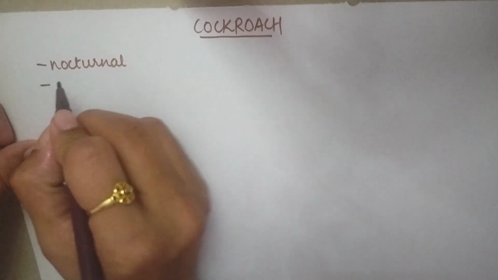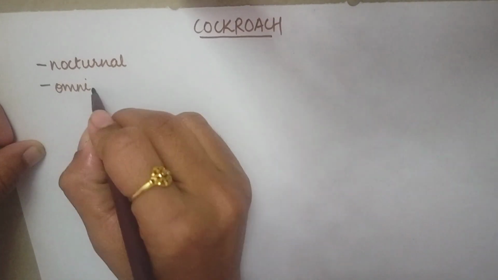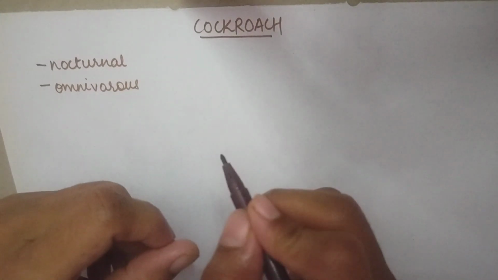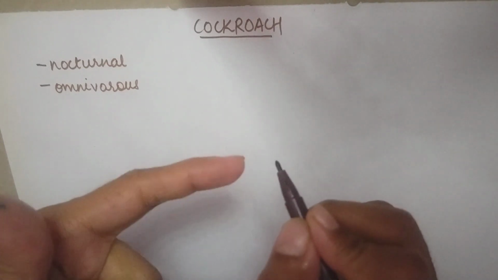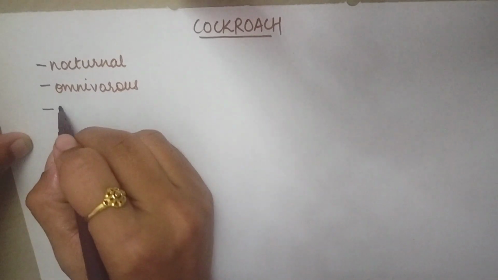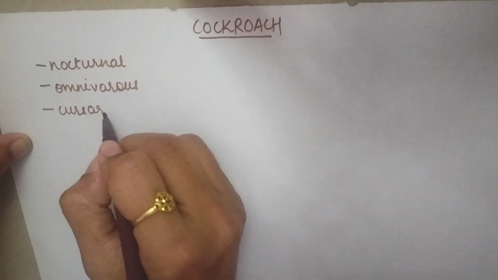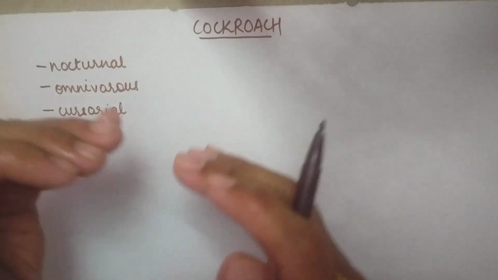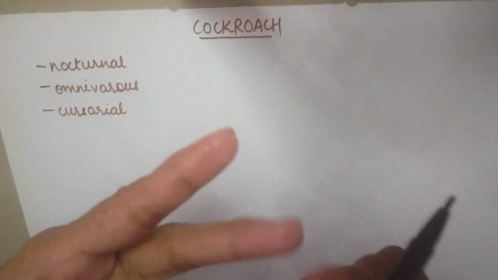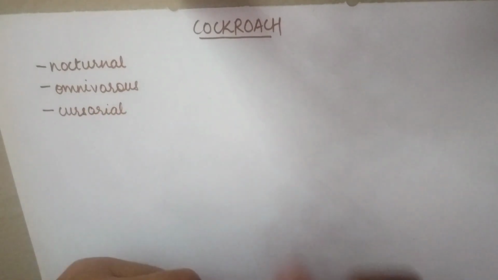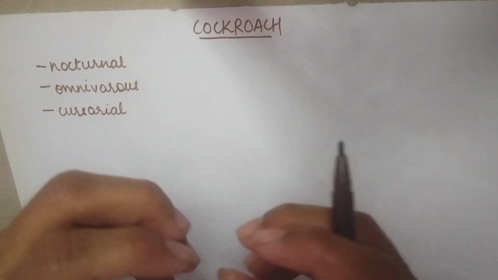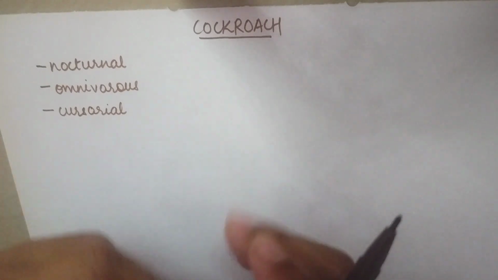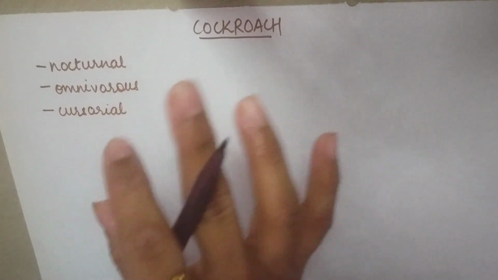The second thing is it is omnivorous. Omnivorous meaning it will feed on animals as well as plants. So it is omnivorous, it is nocturnal, as well as it is a cursorial animal. Cursorial means it can run. So these are a few words which you need to remember: it is nocturnal, omnivorous, cursorial, as well as omnipresent. It will prefer damp, moist places, the crevices. In the cracks it will live. So this is about the cockroach.